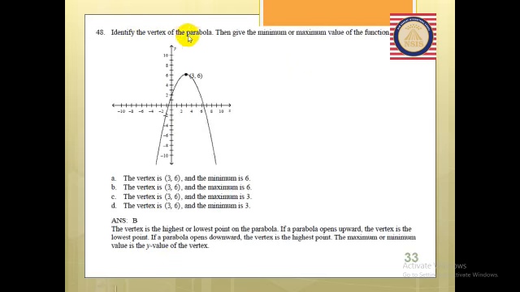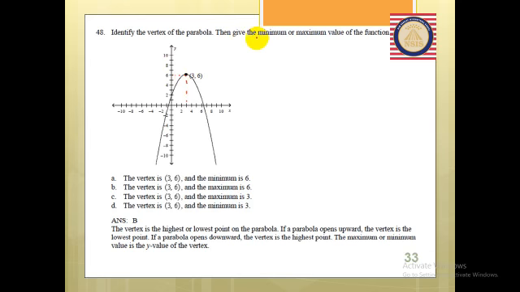Identify the vertex of the parabola, then give the minimum or maximum value of the function. Nice. He gives you this parabola, and what is the vertex? The vertex is this point. Okay, how to get this point? From the figure, we go down here to get the x, so it's 3 here, and to get the y, it's 6. So 3 and 6.